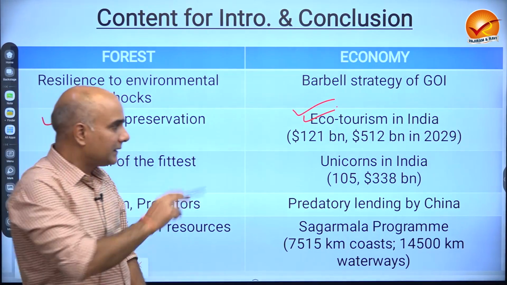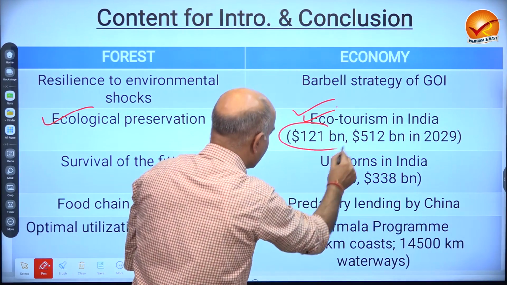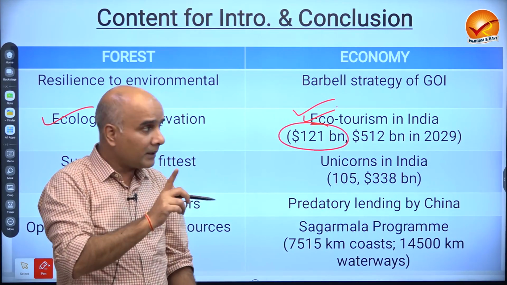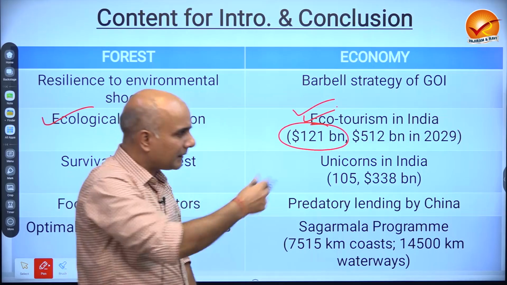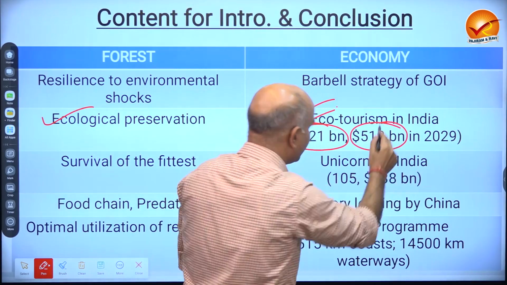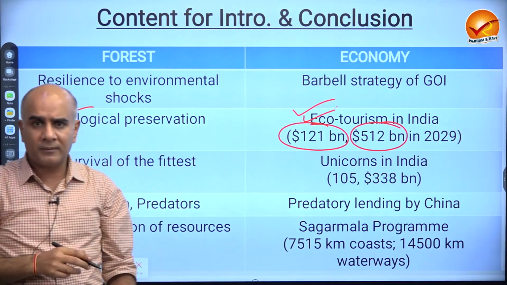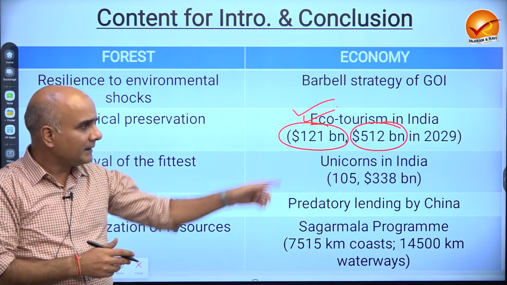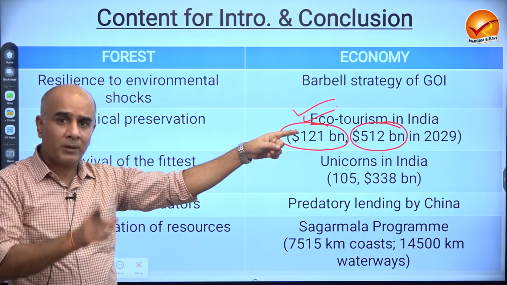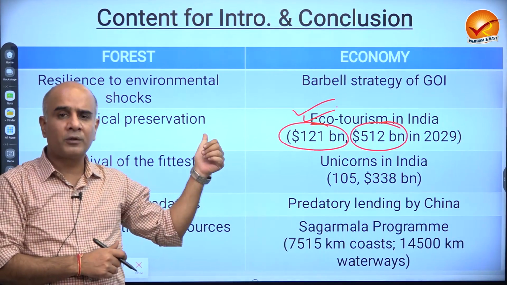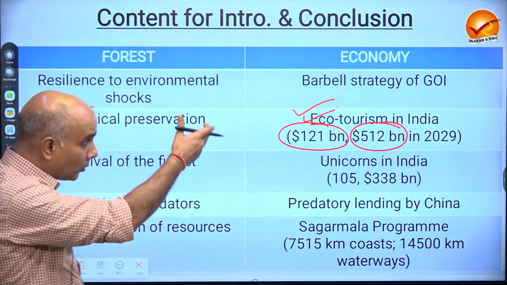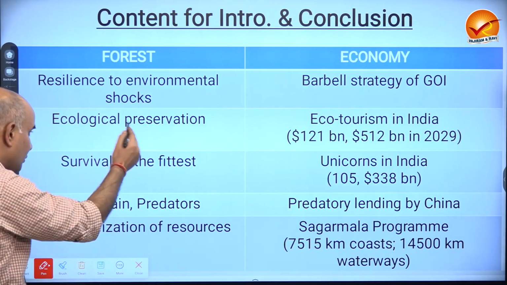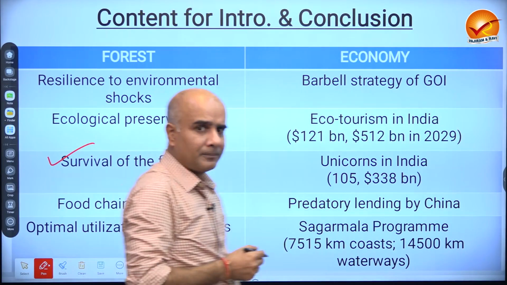In India, the value of ecotourism currently is $121 billion, but by 2029, another 6 or 7 years, it's expected to shoot up to 512. A course of business actions, a course of economic actions that is not only economically beneficial but also ensures the preservation of the local ecology. You want to write this in your introduction. Don't want to write this, add another one.